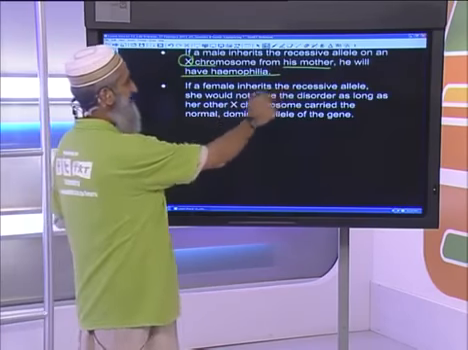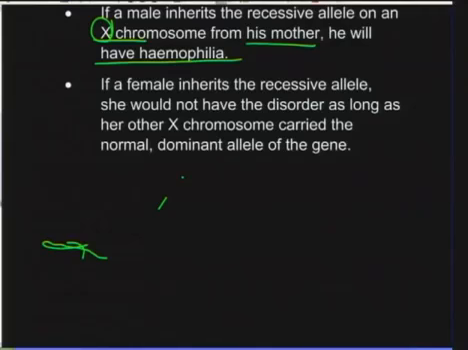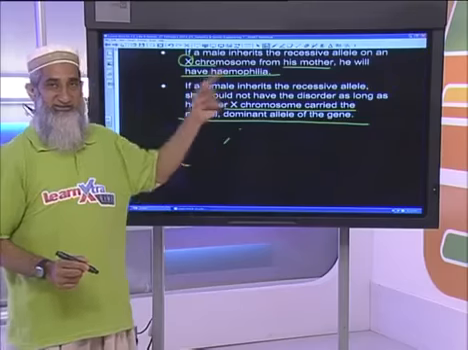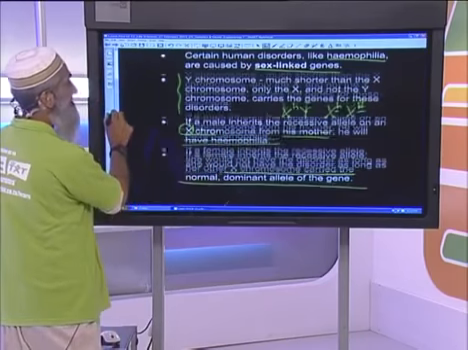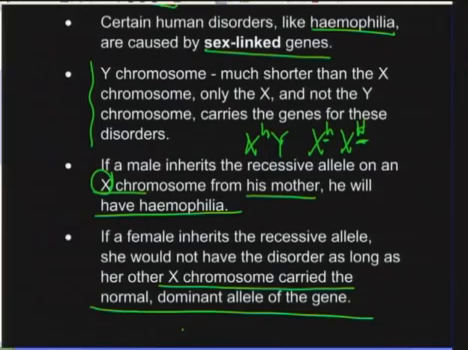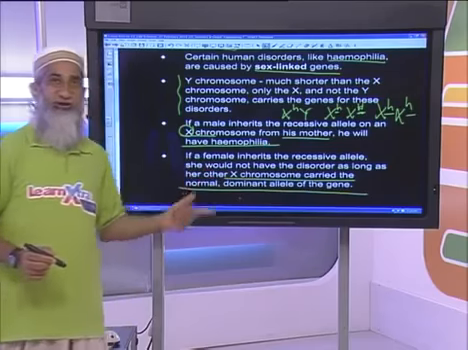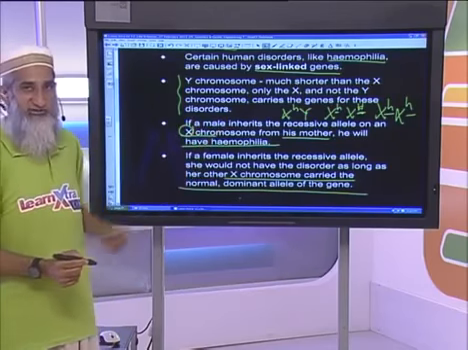If a female inherits the recessive allele, she would not have the disorder as long as the other X chromosome carried the normal dominant allele of the gene, as I showed you in the example there. She had the normal one. However, if she had two recessive ones, then obviously there's no cat there, so the mice will play, so she'll be hemophiliac.